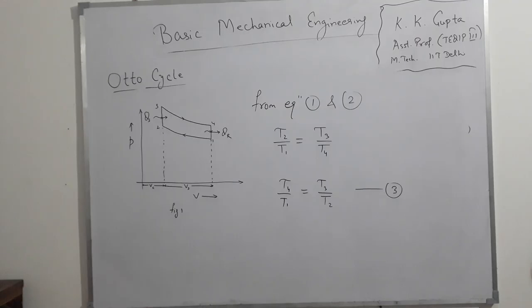From equations 1 and 2 we can conclude T2 by T1 is equal to T3 by T4, and it can also be written as T4 by T1 is equal to T3 by T2. This is equation number 3.